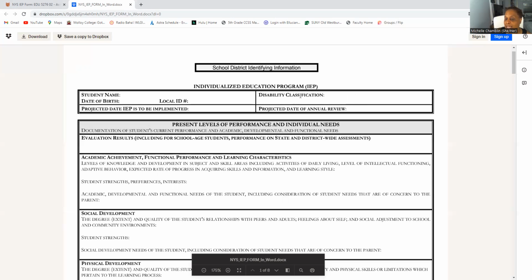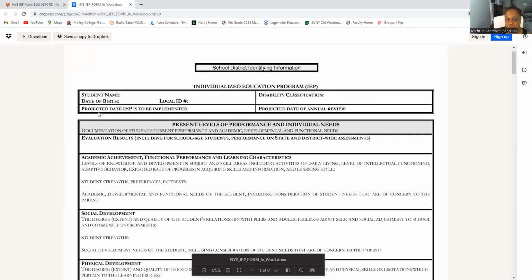Can a disability classification be absenteeism? No, that's not a classification. Can it be an unmotivated learner? That is not a classification. A student who is a low achiever, that's not a classification. So it specifically has to be one of those 13 categories of disability.